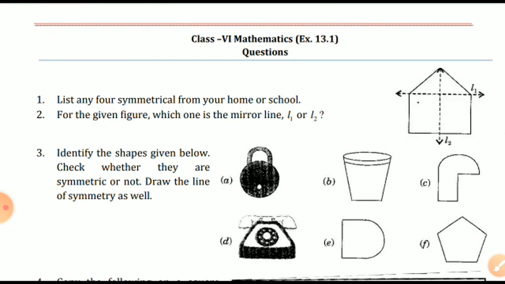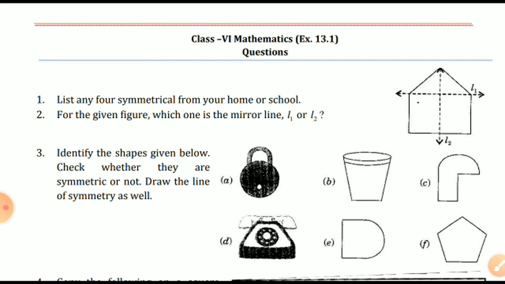Look here. Question number 3. Identify the shapes given below. Check whether they are symmetric or not. Draw the line of symmetry as well. A, B, C, D, E, F.